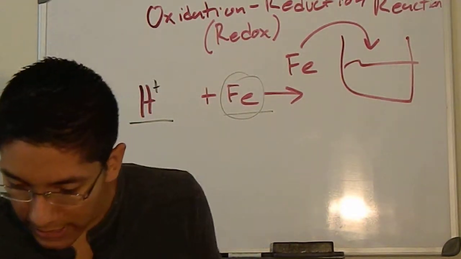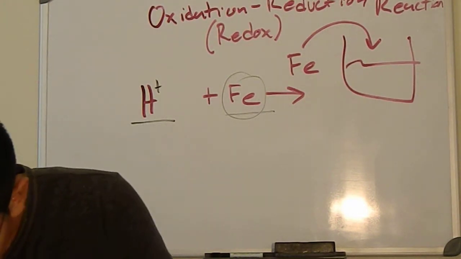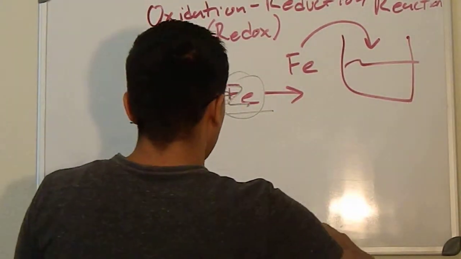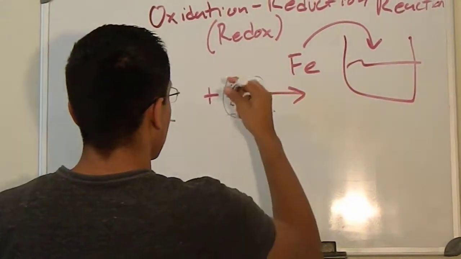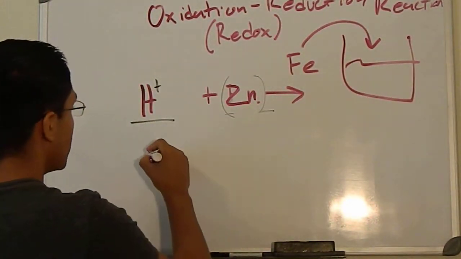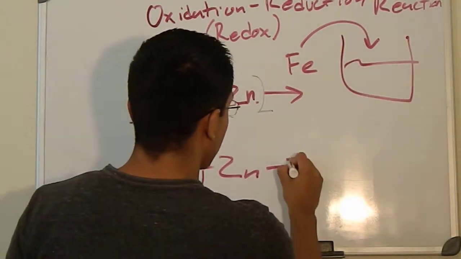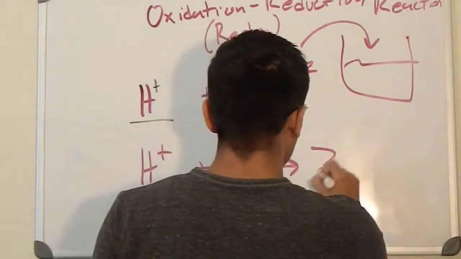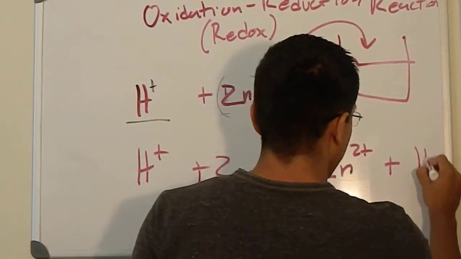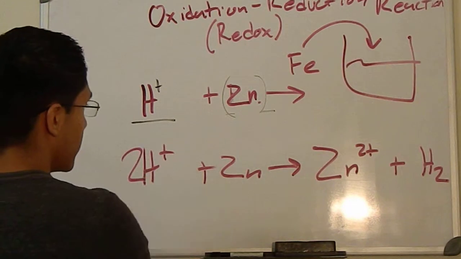But now let's give an example where we have zinc. Say we had zinc. Zinc is below it. So what would happen here is H plus plus zinc metal will go to Zn 2 plus plus hydrogen gas. You would actually need 2 of these.